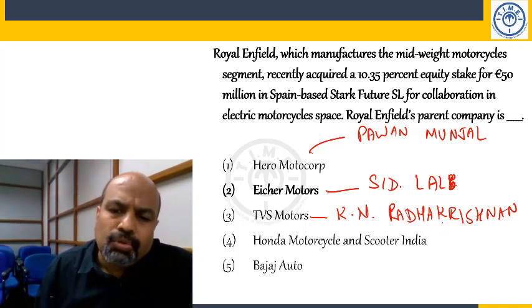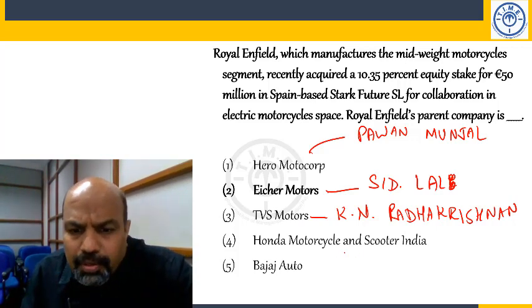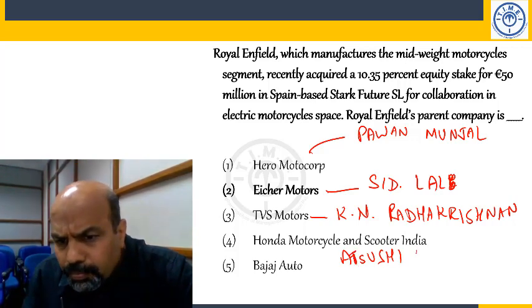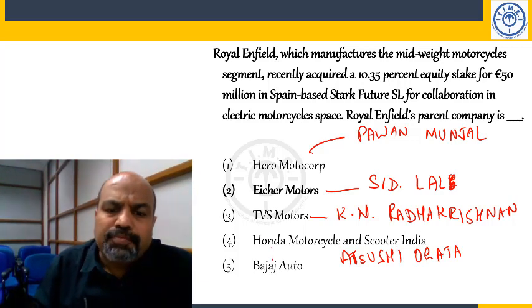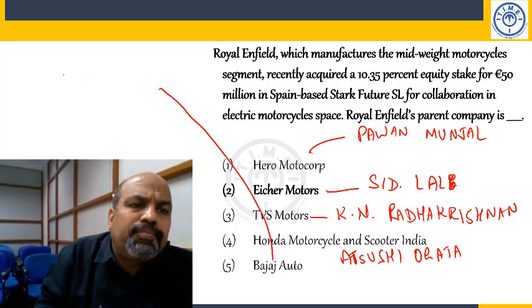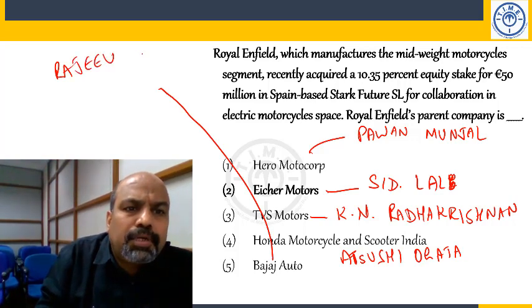Honda Motorcycle and Scooter India, the guy called Atsushi Ogata. Okay. Rajiv Bajaj is MD of Bajaj Auto. Rajiv Bajaj.